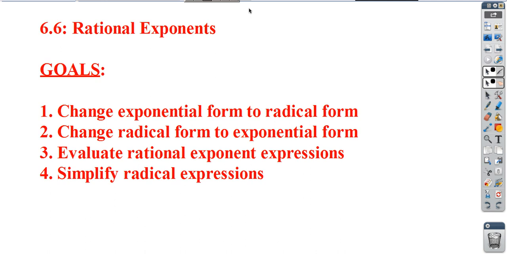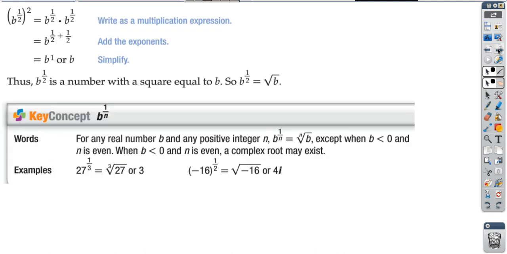So we'll see the connection between radicals, taking roots, and raising to powers. That's our first two goals: changing exponent form to radical form and vice versa, and then evaluating things that have fractional exponents, and then finally simplifying different expressions.